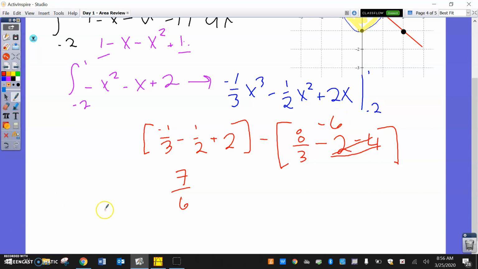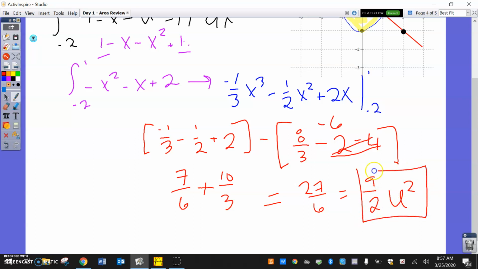So this is going to work out to be 7/6 from when I plugged in 1, minus, I got a negative 10/3, so this is going to switch to plus 10/3. Okay. I'm going to change this to 20/6, so 7/6 plus 20/6 is going to give me 27/6, which I can reduce. I can divide both by 3. So that'll be 9/2 units squared.